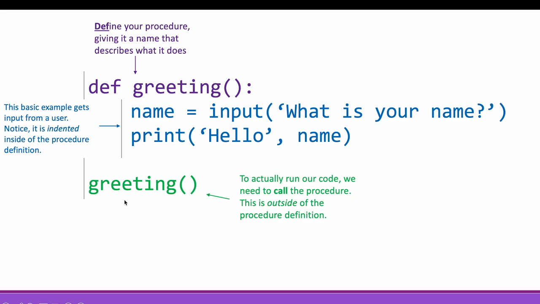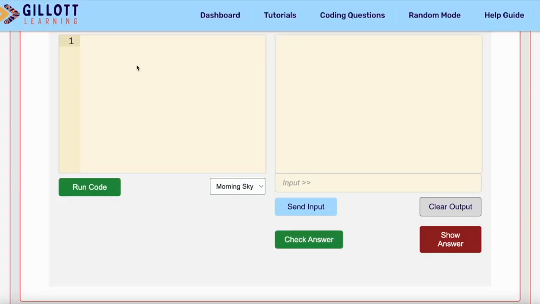Here's another example. We've got def greeting, so we're defining our subprogram, the name of it is greeting. Again, we've got these brackets and colon. Now notice anything indented inside of our subprogram is part of that subprogram. This example just gets input from a user and then prints hello and that person. And we could run this subprogram as many times as we want to. In this case, we're just running it once. So when we call greeting here, it tells us to go ahead and run that code. So let's look at some examples live.